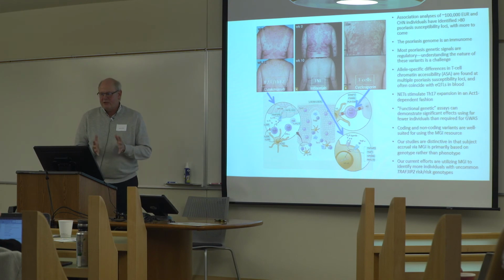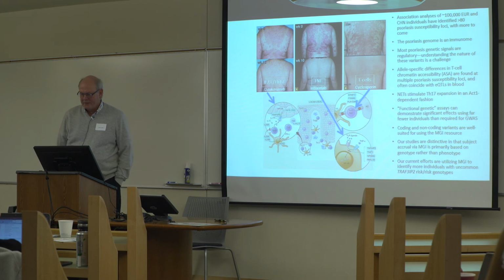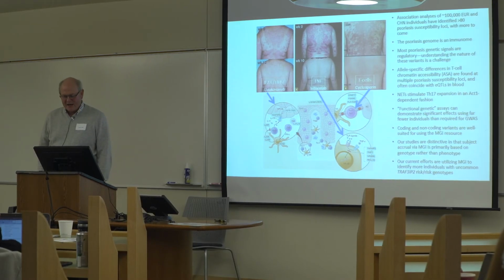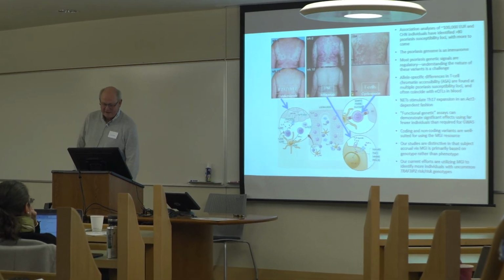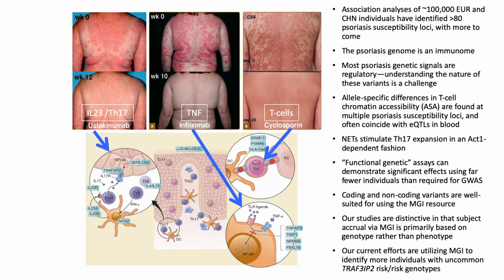So in conclusion, in the GWAS of psoriasis, we are up on the order of 100,000 or more individuals. We have over 80 loci with more to come. Psoriasis genome is an immunome. Most of the signals are regulatory, and what we're trying to do is understand the nature of those variants. And by using the effect of nets as a biological fire alarm, you might say, we were able to demonstrate a genetic effect of this ACT1 gene on Th17 expansion or polarization that's genetically important.